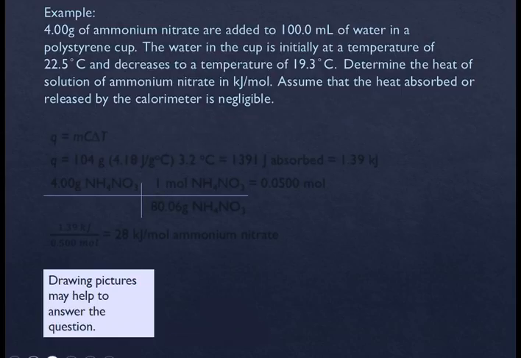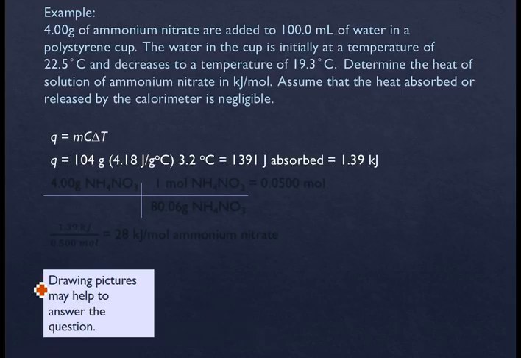So we know how much salt was added. What we're going to do is take our mass of water plus our mass of ammonium nitrate, because this is the total mass of our system, times specific heat for water. Since we put such a small mass of ammonium nitrate, we're going to assume that the mixture has the same specific heat capacity as water. And then the temperature change of 3.2 degrees. This gives us a value of 1.39 kilojoules absorbed.